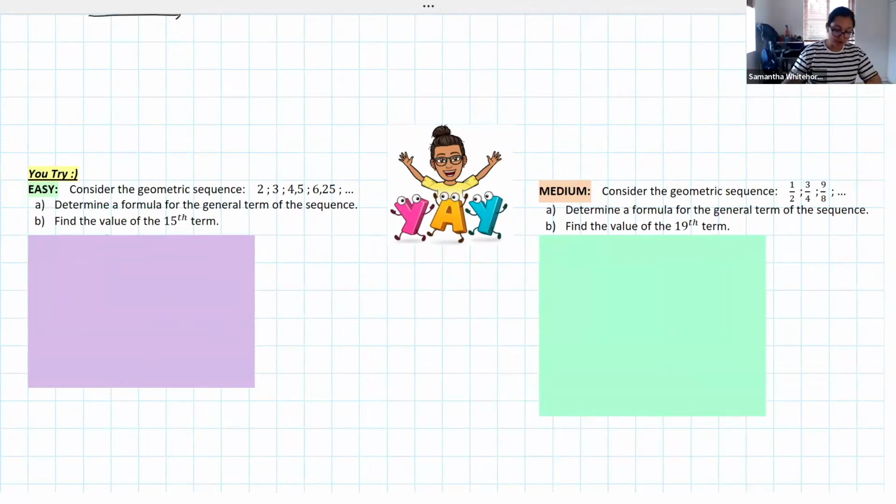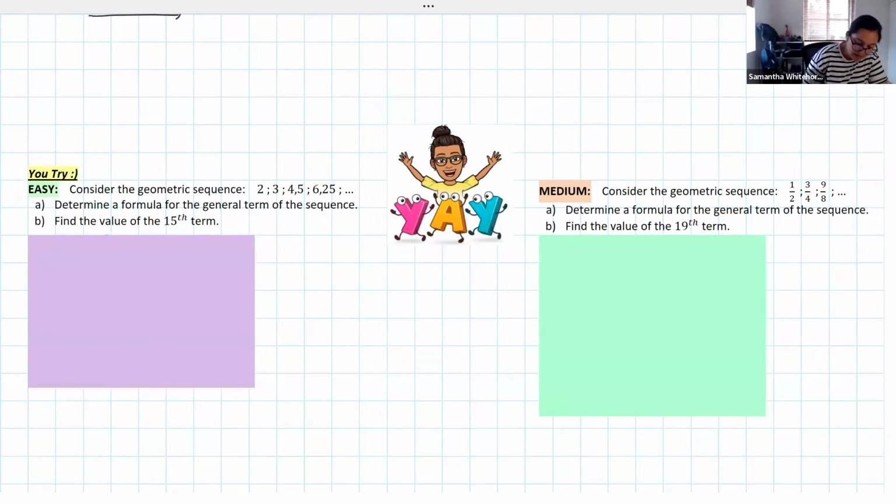go. I just do want to make clear, grade 12s. This is the term 4.5, and this is the term 6.25. So those are terms. Remember, our terms are separated by semicolons, not commas. So just be mindful of that for the easy one.